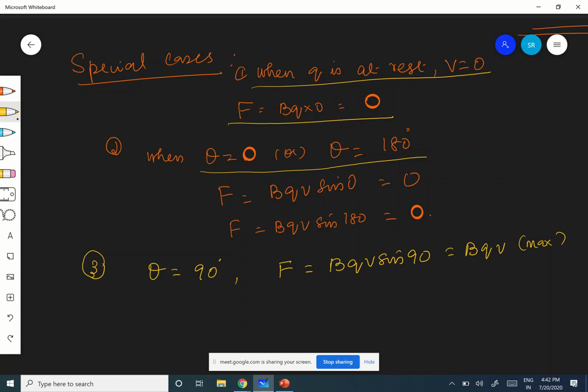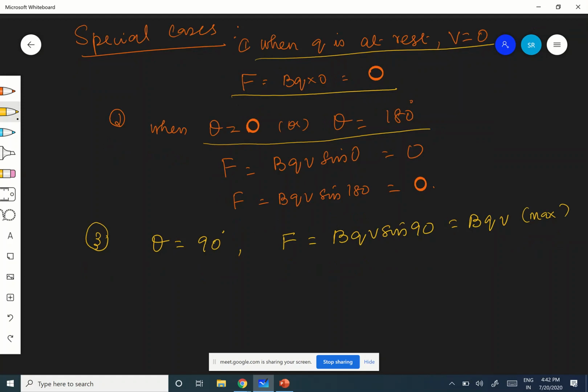And that force gives the necessary centripetal force. When the particle moves perpendicular to the magnetic field, immediately what will happen? It experiences the maximum force, which is perpendicular to the plane containing both B and V. And that gives the necessary centripetal force for the particle to describe a circular path. Therefore, BQV is equal to mv squared by r. Are you following? Hope you are following, children.